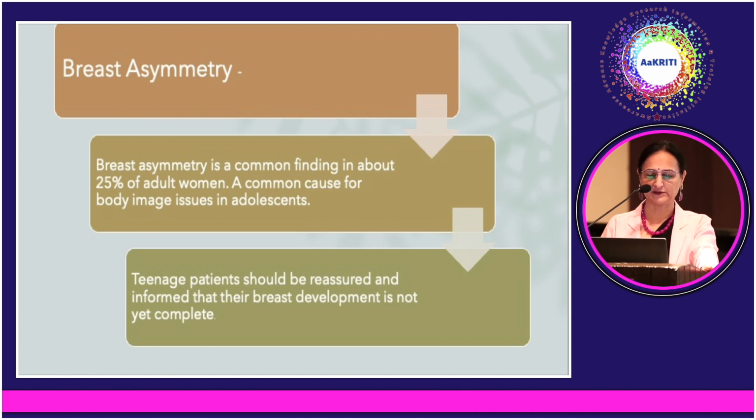Now, breast asymmetry. Breast asymmetry is a common finding in about 25% of adult women, a common cause for body image issues in adolescents. We see a lot of adolescents bothered about this.